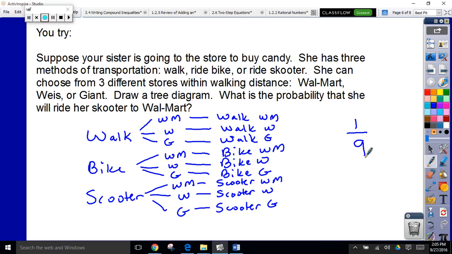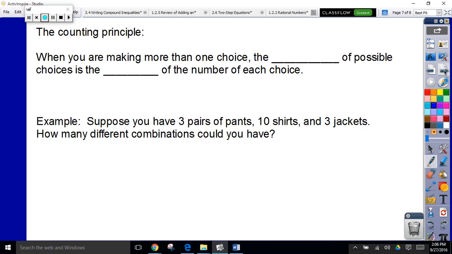Okay, one last thing that we have to fit in before the end of class, and this sounds a little complicated, but it's super easy to do. And that's called the counting principle. When you are making more than one choice, the number of possible choices is the product of the number of each choice. That sounds complicated, but you'll see how easy this is.